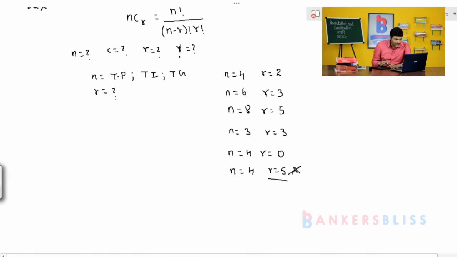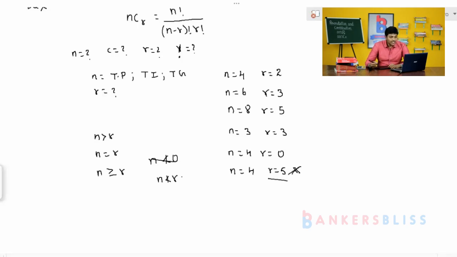n can be greater than r and n can be equal to r, which means n can be greater than or equal to r, but n cannot be less than r. n cannot be less than r. It is very important. It's a basic thing.